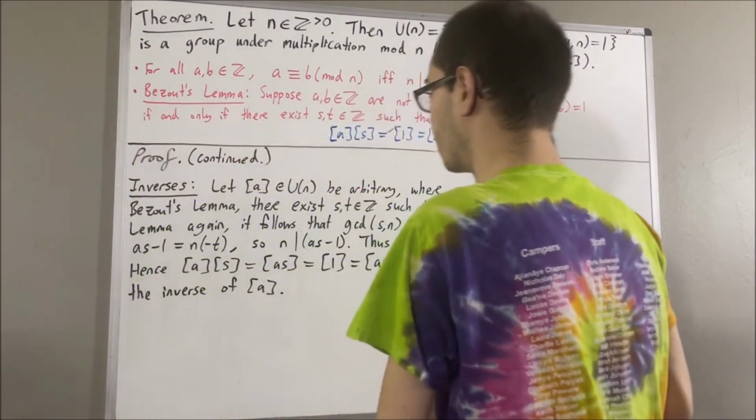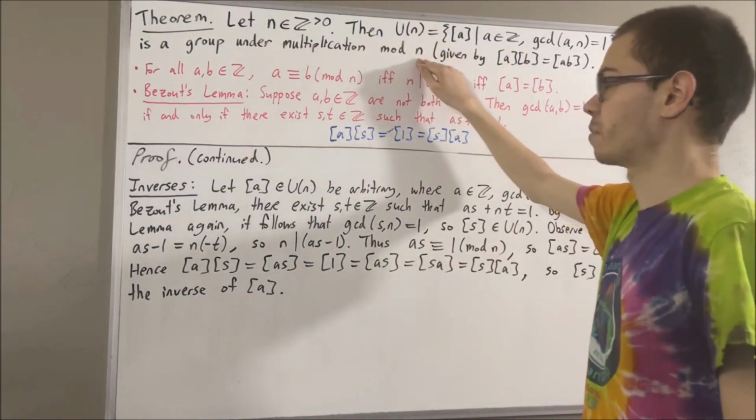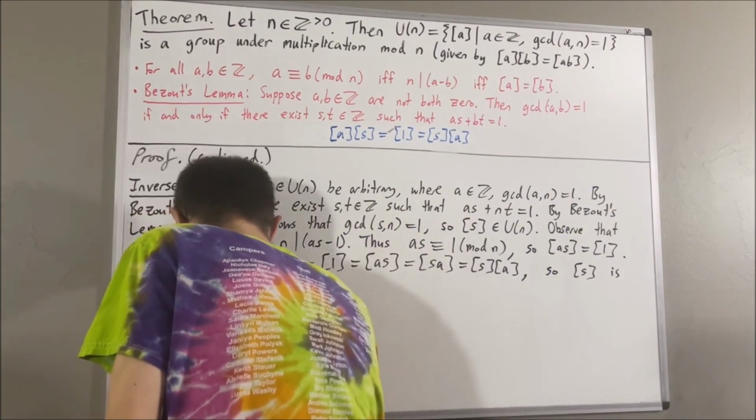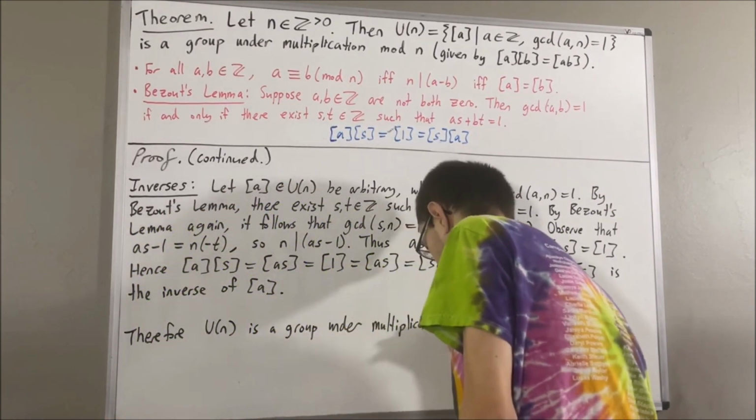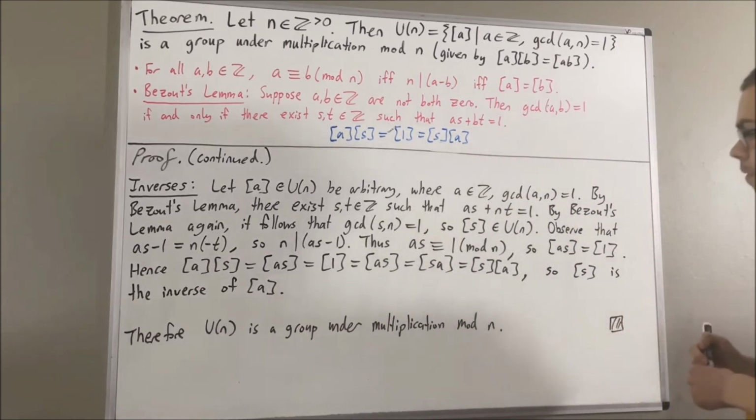And so this verifies all the requirements for U(n) to be a group under multiplication modulo n. And so this completes the proof.